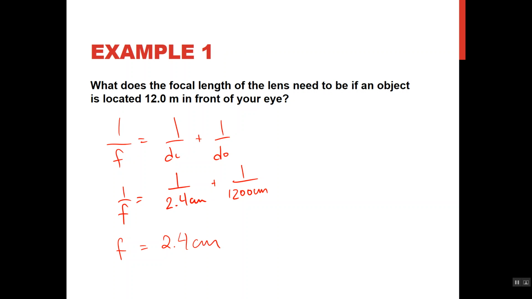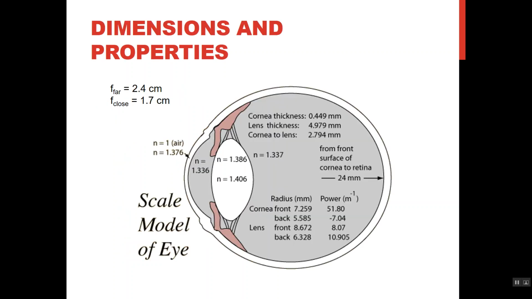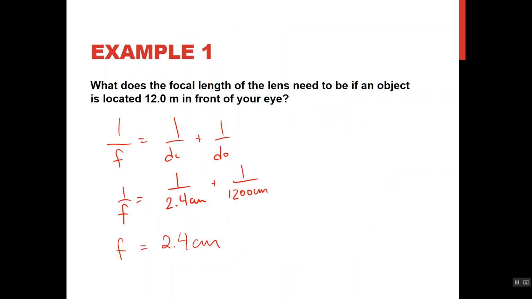So 12 meters is considered to be relatively far, and at that point, you're already focused on far objects. So if we go back and look at this, my f far is about 2.4 centimeters. That makes sense, right? Because 12 meters is quite far. If I were to draw something that was much, much closer, let's do an example where instead of 12 meters, it's 12 centimeters. What does my focal length need to be?